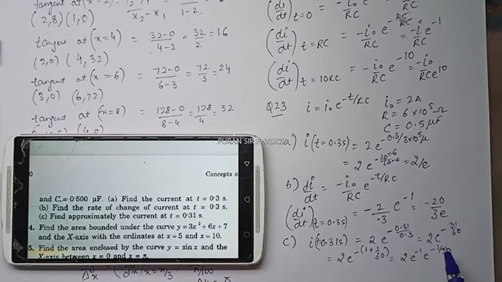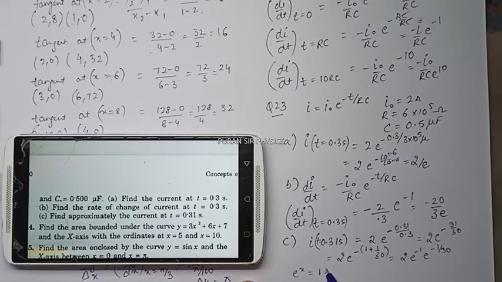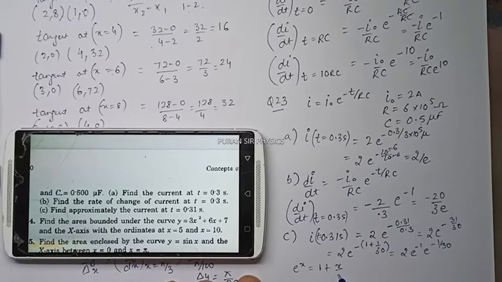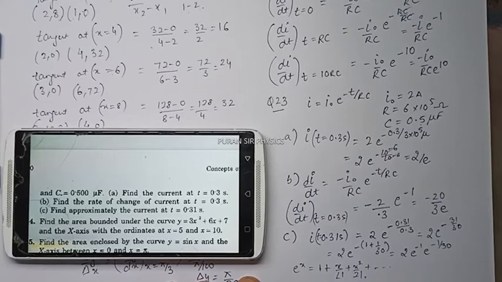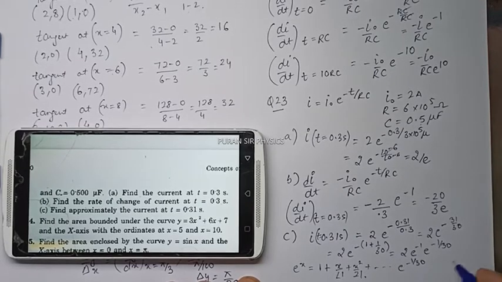Okay, and e raised to power minus 1/30, this is a small quantity. So if we write e raised to power x in series, it is given as 1 plus x by factorial 1 plus x square by 2 factorial and so on and so forth. So the higher order terms we will neglect. So e raised to power minus 1/30 can be written as 1 minus 1/30, so it will be 29/30.